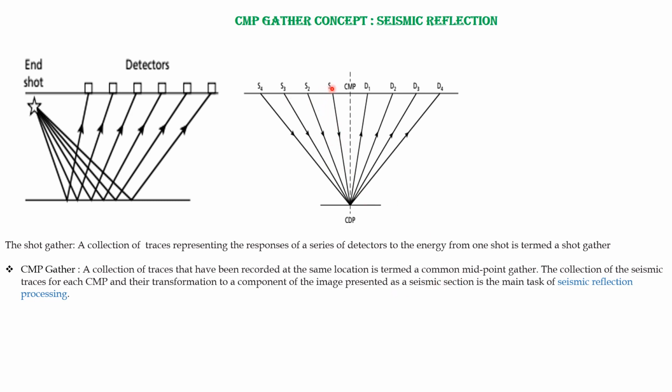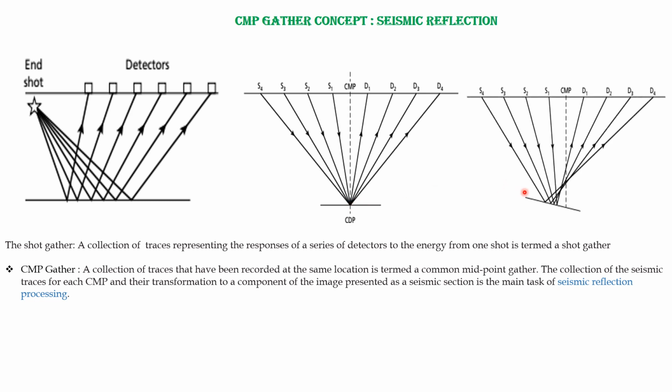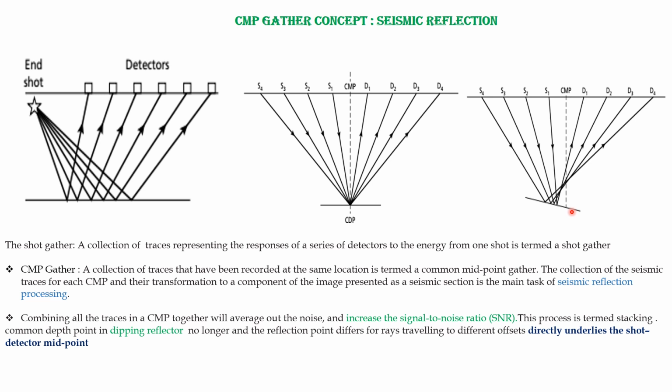You will see that the seismic traces are being gathered at a common point between the source and the detector. That point is called the common depth point or common midpoint. When our subsurface is not purely horizontal, and there is some dipping, there is a problem with the shots. The stacking is not proper, and in a dipping reflector the reflection points no longer lie directly between the source and the detector. So there is an offset here, and that disturbs our stacking process.